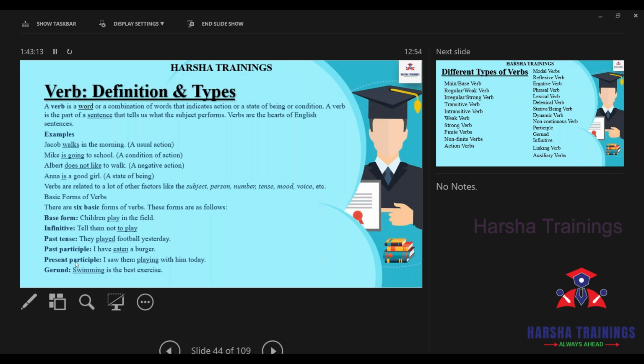These are different forms of verbs actually. Six basic forms. Base form is nothing but the verb itself. It's the basic form. Play, write, go. All these are base forms, right? Now, infinitive is nothing but when you add "to" to the verb. To play, to write, to read, to sing, to dance, to study, to sleep. When you add "to" to a verb, it becomes the infinitive form.